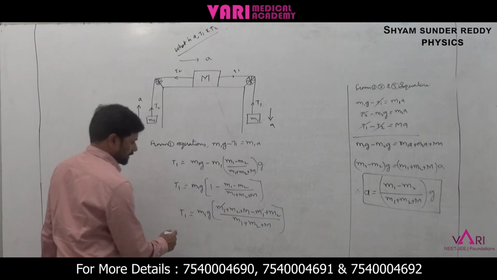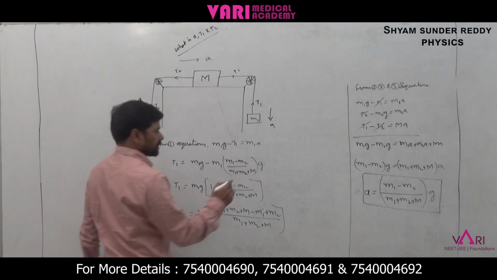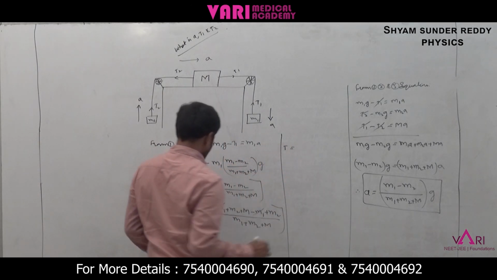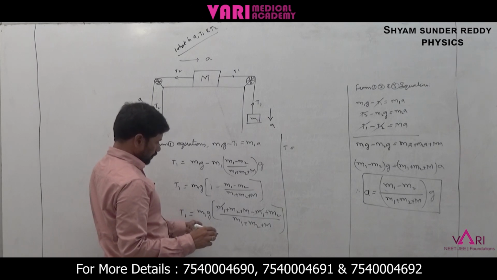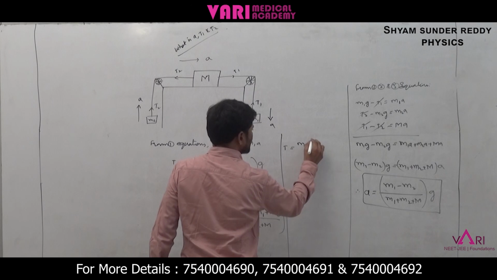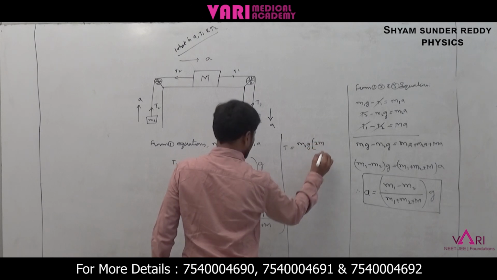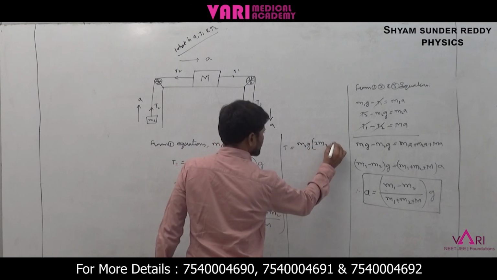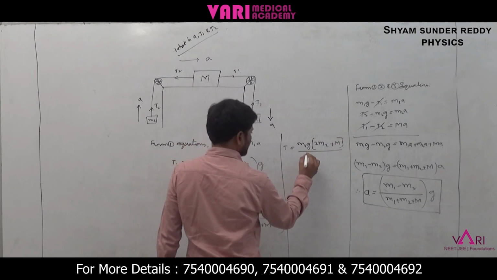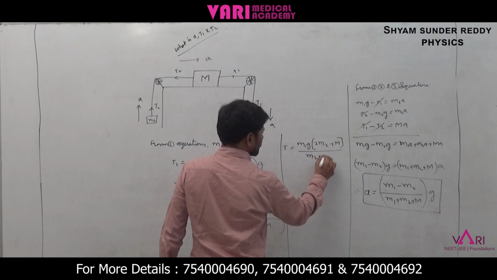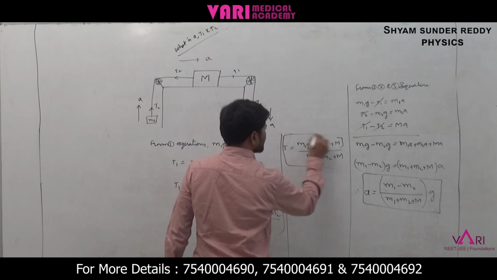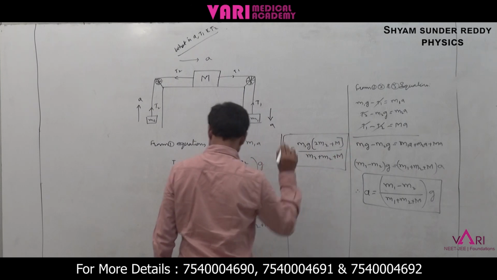Therefore, T1 is equal to m1g into (2m2 plus capital M) by (m1 plus m2 plus capital M). This is the tension T1.